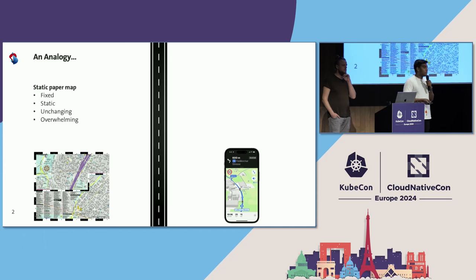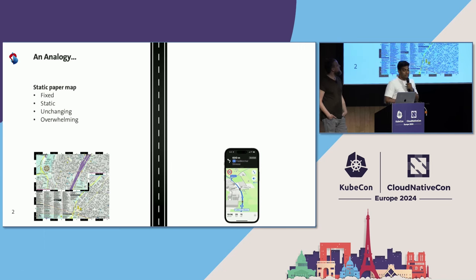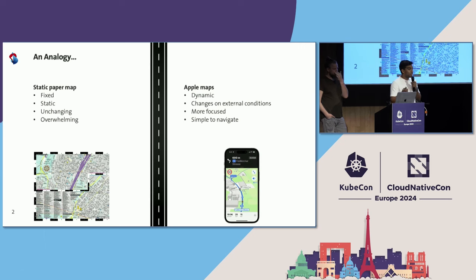With the static map, the information in there is quite fixed and unchanging, and to the user it's quite overwhelming. On the other end, you have Apple Maps. It's quite dynamic. It also changes based on external conditions. If there are traffic conditions and such, it will recommend you different routes. As it's more focused, it also gives you a simple way to navigate your path.